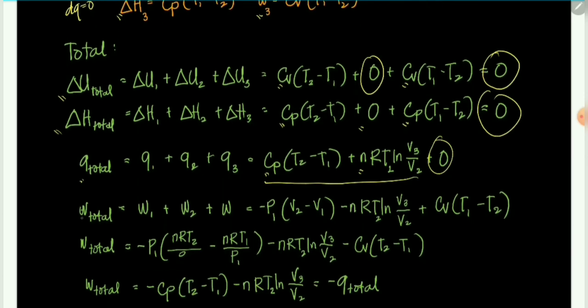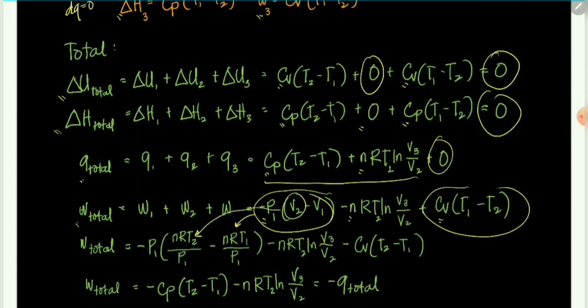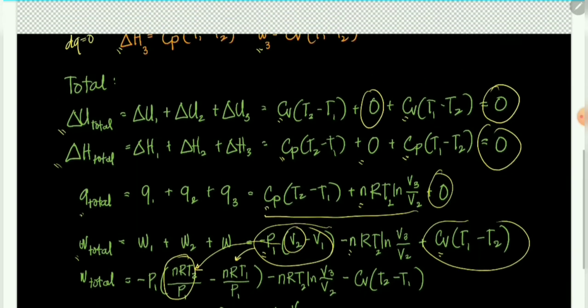Okay? Work total, however, is W1 plus W2 plus W3. So for the isobaric step, that's negative P1 times V2 minus V1, negative NR T2 ln V3 over V2 for the isothermal step, and CV times T1 minus T2 for our adiabatic step. So we can combine this and this by first converting negative P1 times V2 minus V1 to NR times T1 minus T2. So how do we convert that? Okay, so we first substitute volume 2. Okay, let me change the color first. So V2 is equal to NR T2 over P1 based on the diagram.